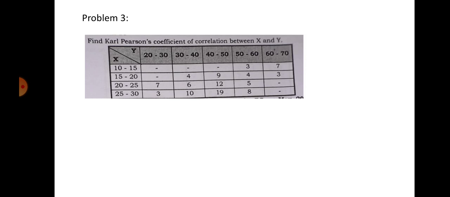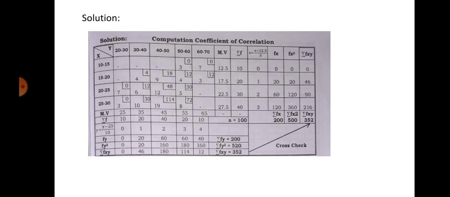Both x and y are in class interval format. x takes class intervals 10 to 15, 15 to 20, 20 to 25, 25 to 30. Similarly, y has class intervals 20 to 30, 30 to 40, 40 to 50, 50 to 60, 60 to 70. Respective frequencies are also there. A dash means no frequency, that is 0.